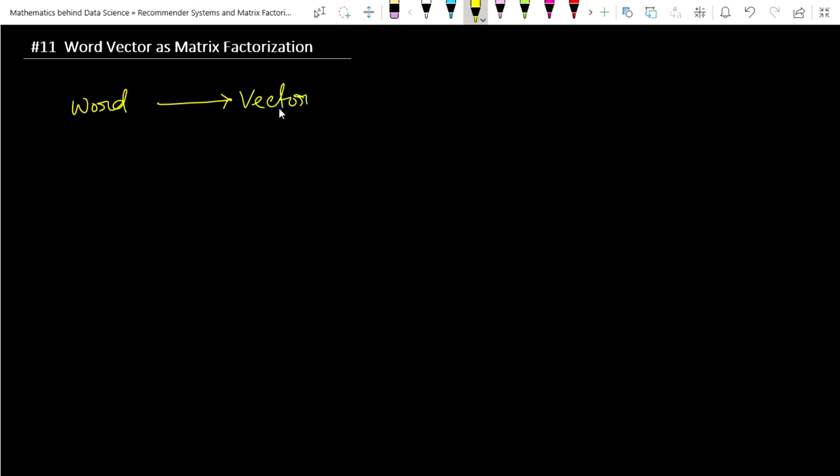Until we have converted this text data, a word is a text data, and a vector is numerical data. So anyhow, we have to convert text data to numerical data, then we can apply mathematics. It is not possible to apply mathematics to text data. So let's see how we'll convert these things.